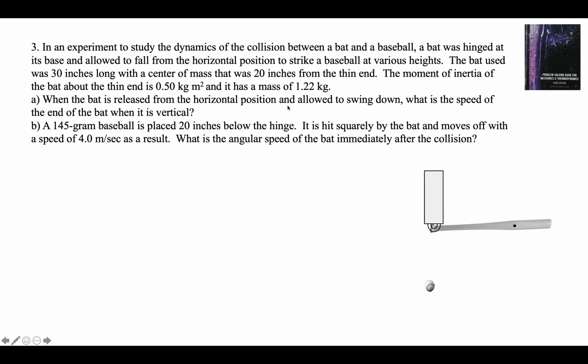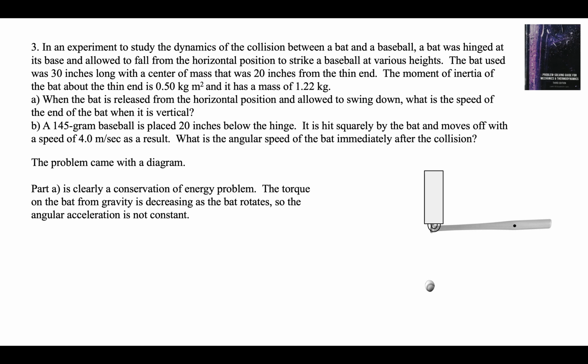When the bat is released from the horizontal position and allowed to swing down, what is the speed of the end of the bat when the bat's vertical, just before it hits the ball? That's part A. Part B is I put a baseball here, which has a mass of 145 grams. The bat hits it. The ball takes off with a speed of 4 meters per second. What happens to the bat after the collision? What's the angular speed of the bat after the collision? Okay. There's a diagram there.